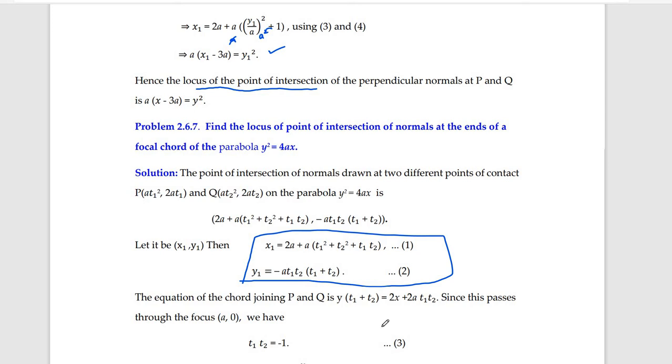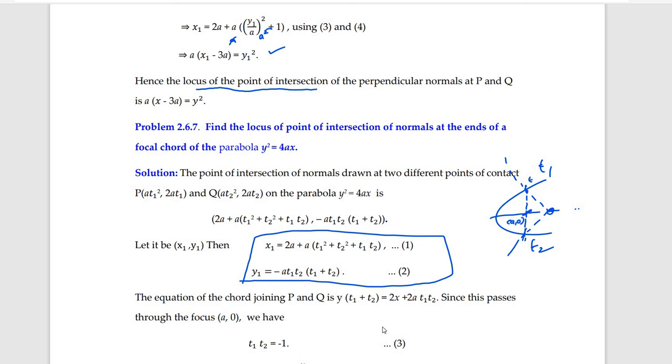So if we consider this one, we have the points t1 and t2. We are asked to find the locus of the point of intersection of the normals at t1 and t2. What is known is that the normals are at the ends of a focal chord. So for the focal chord, we have this focus (a, 0).